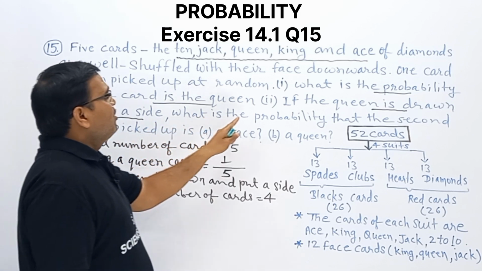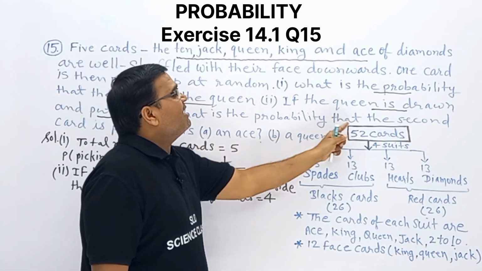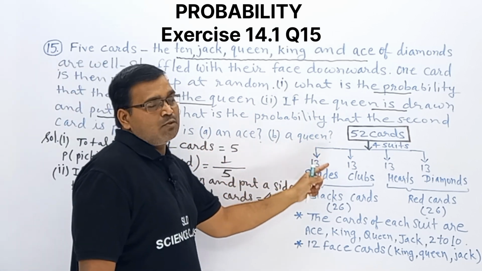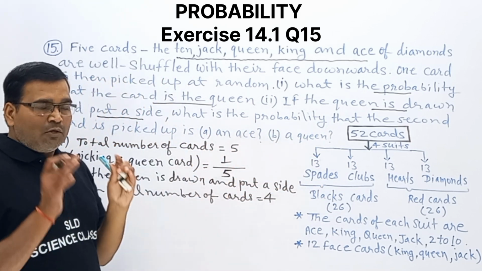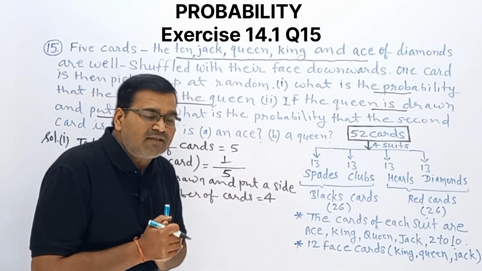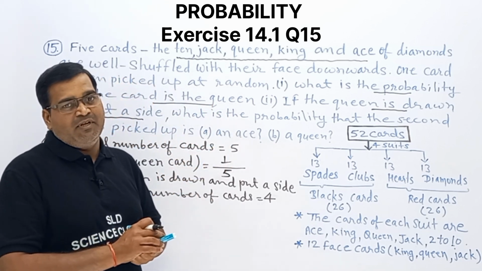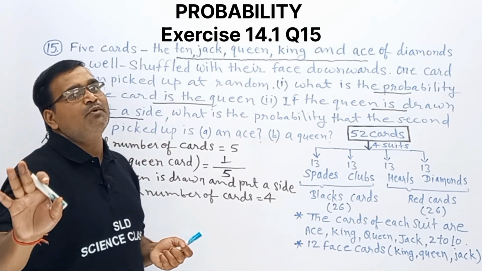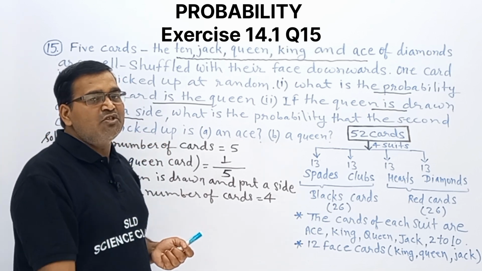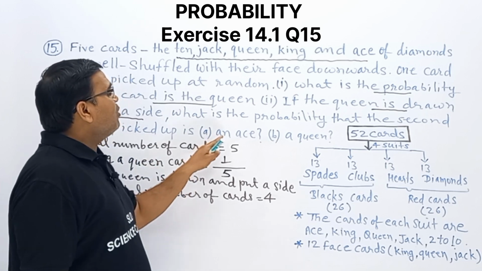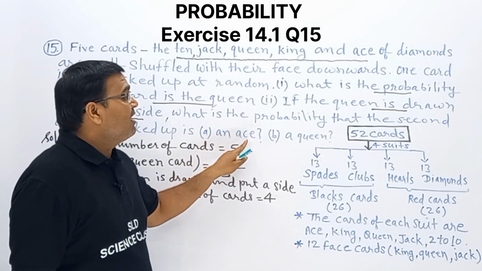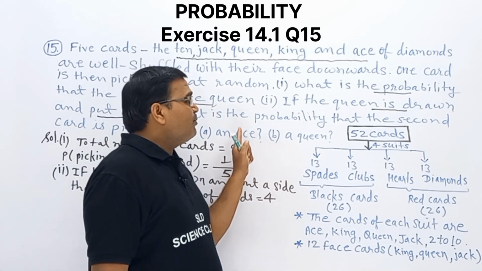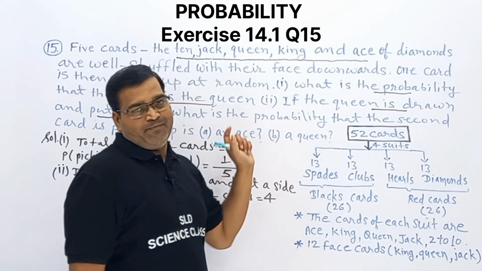What is the probability that the second card picked up is an ace and a queen? Two questions. In total we have 5 cards, but in question number 2 we draw a queen and put it aside. Now we have only 4 cards. Out of these 4, what is the probability of picking an ace, and what is the probability of picking a queen?